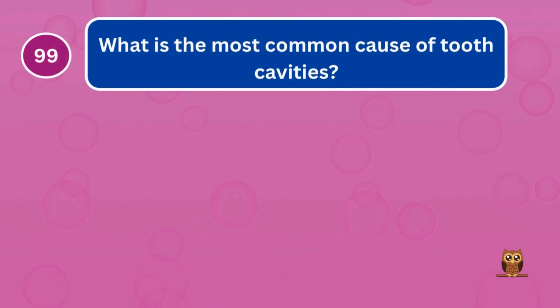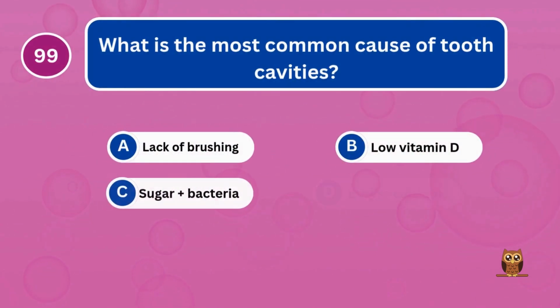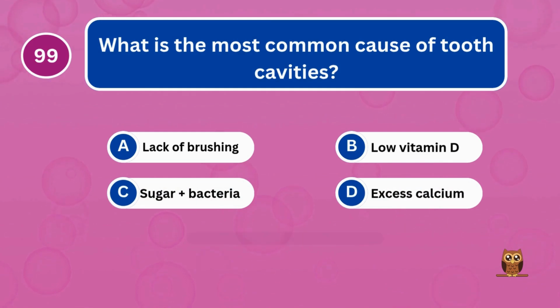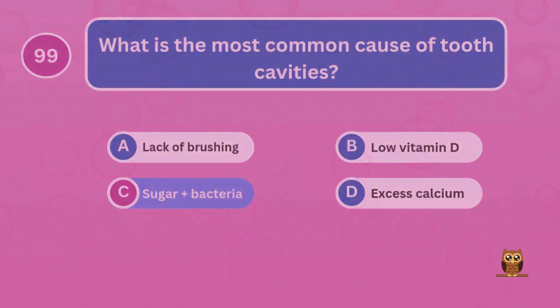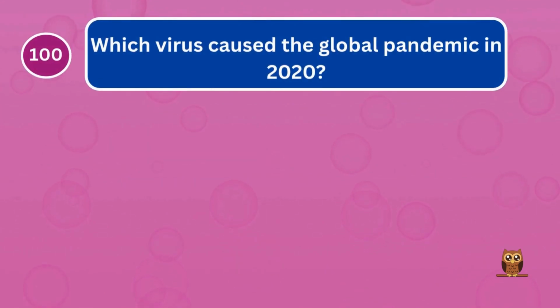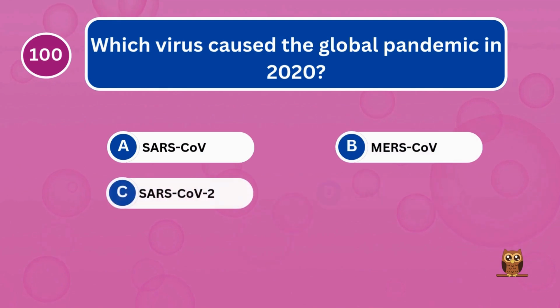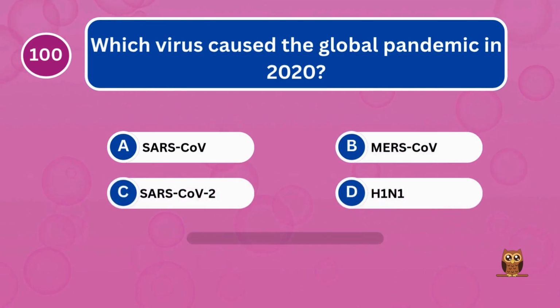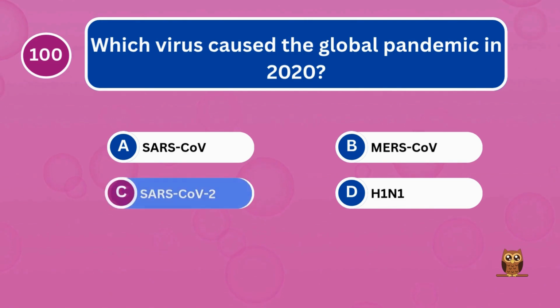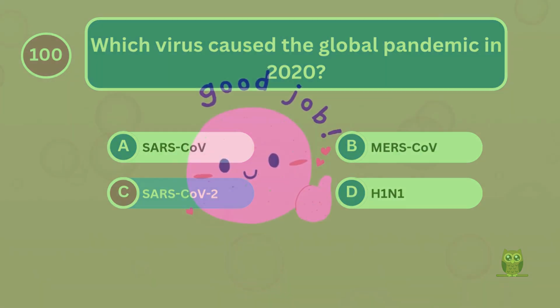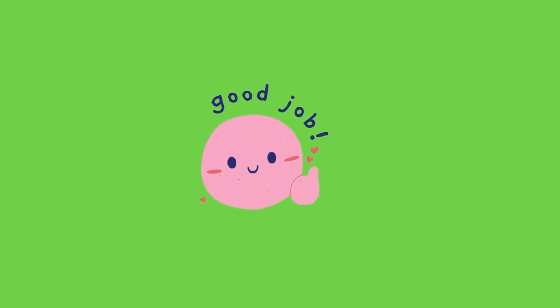What is the most common cause of tooth cavities? Sugar plus bacteria. Which virus caused the global pandemic in 2020? SARS-CoV-2. Great job. You've completed the quiz.